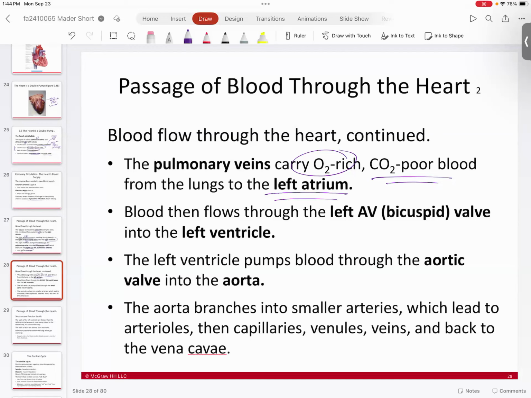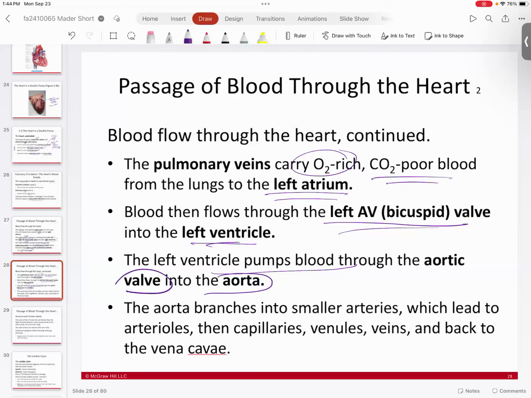And then as the left atria contract, they're going to be sending that blood through the mitral valve, bicuspid valve, left AV valve, into the left ventricle, and then the ventricles are going to contract, sending it through the aortic valve, which is another semilunar valve set, into the aorta, and from there it branches out to the rest of the body.